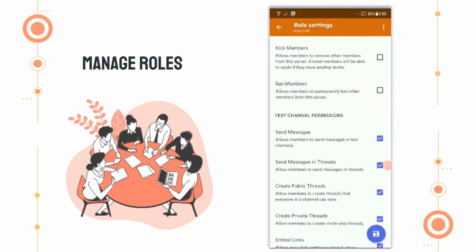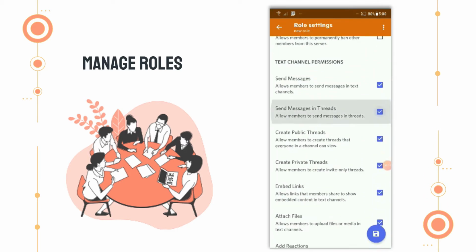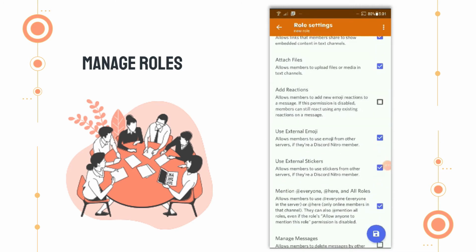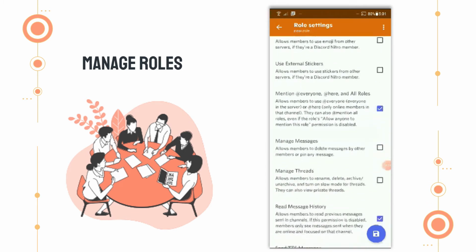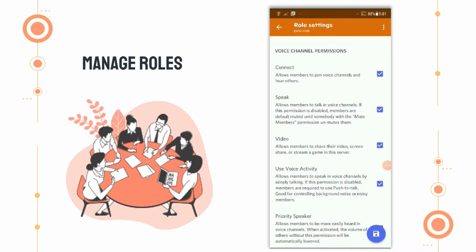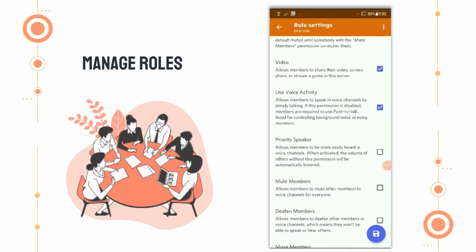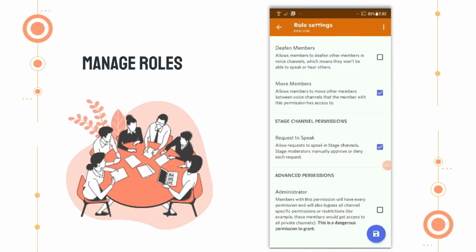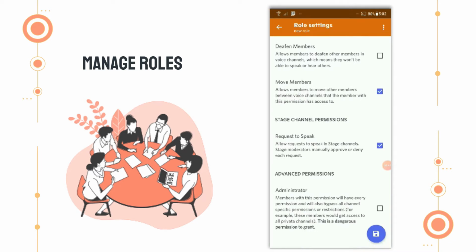For text channels permission, I'll just allow them to send messages, embed links, attach files, mention members, read message history, while for the voice channels, connect, allow members to join voice channels, share video or screen share, priority speaker, mute members, move members, and allow requests to speak.